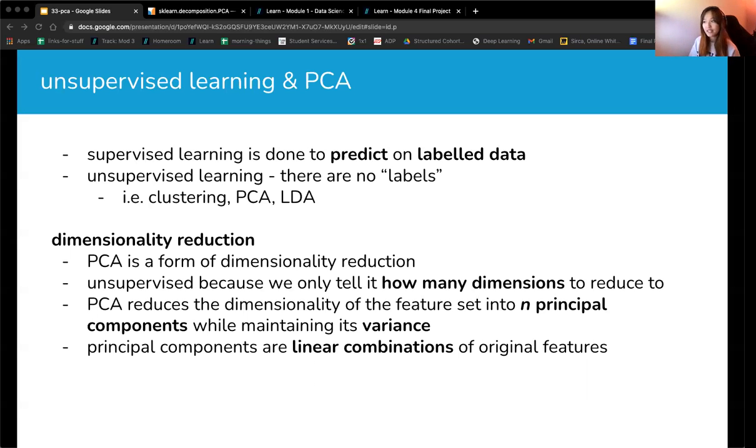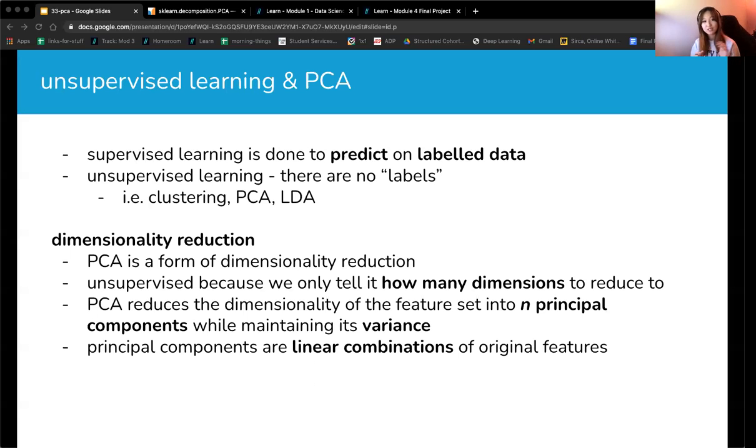PCA is unsupervised because we can only tell it how many dimensions to reduce to, and we just trust the algorithm and the math behind it, that it will create these new columns the right way. And how that is done, I'll talk about as well. So PCA reduces the dimensionality of the feature set into however many principal components.